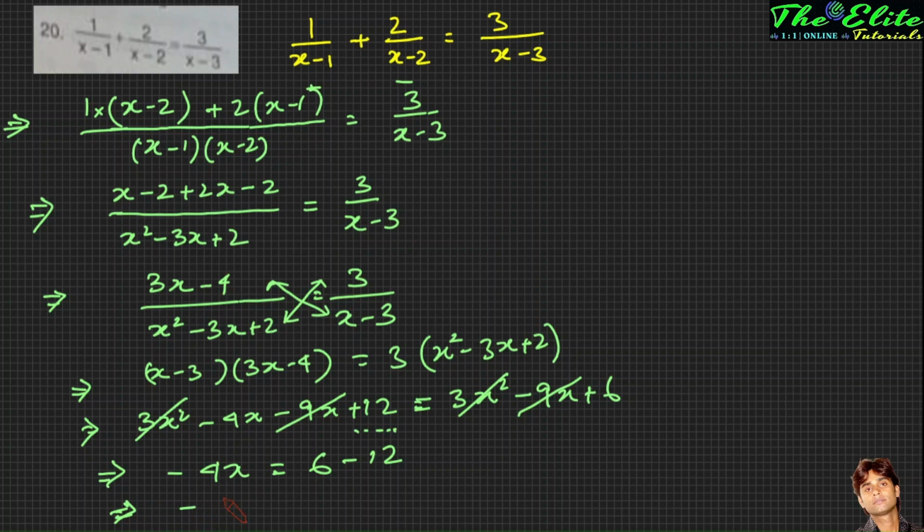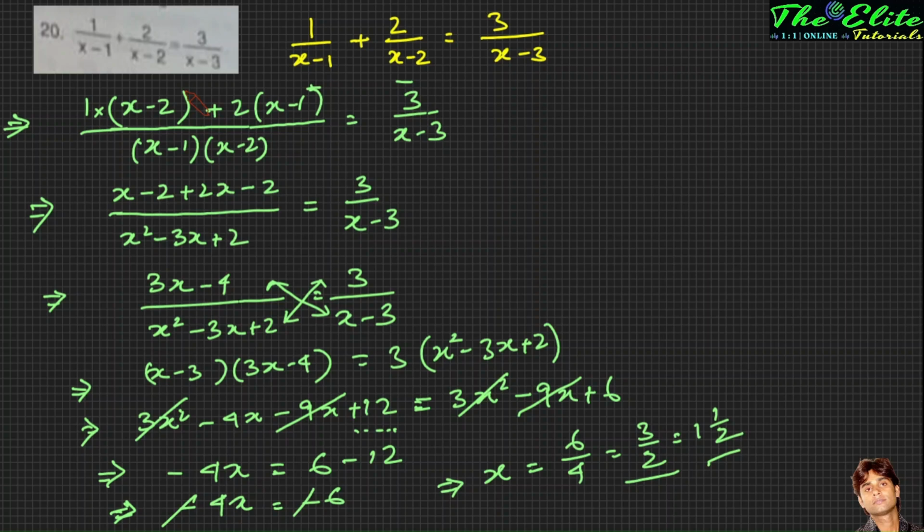So you are reaching the answer. Minus 4x is equal to minus 6, which will further give you x is equal to 6 upon 4, the minus will get cancelled. You can understand, which is actually 3 by 2, which can further be written as this. So this is your answer for this question. Okay, so question number 20 is also done.